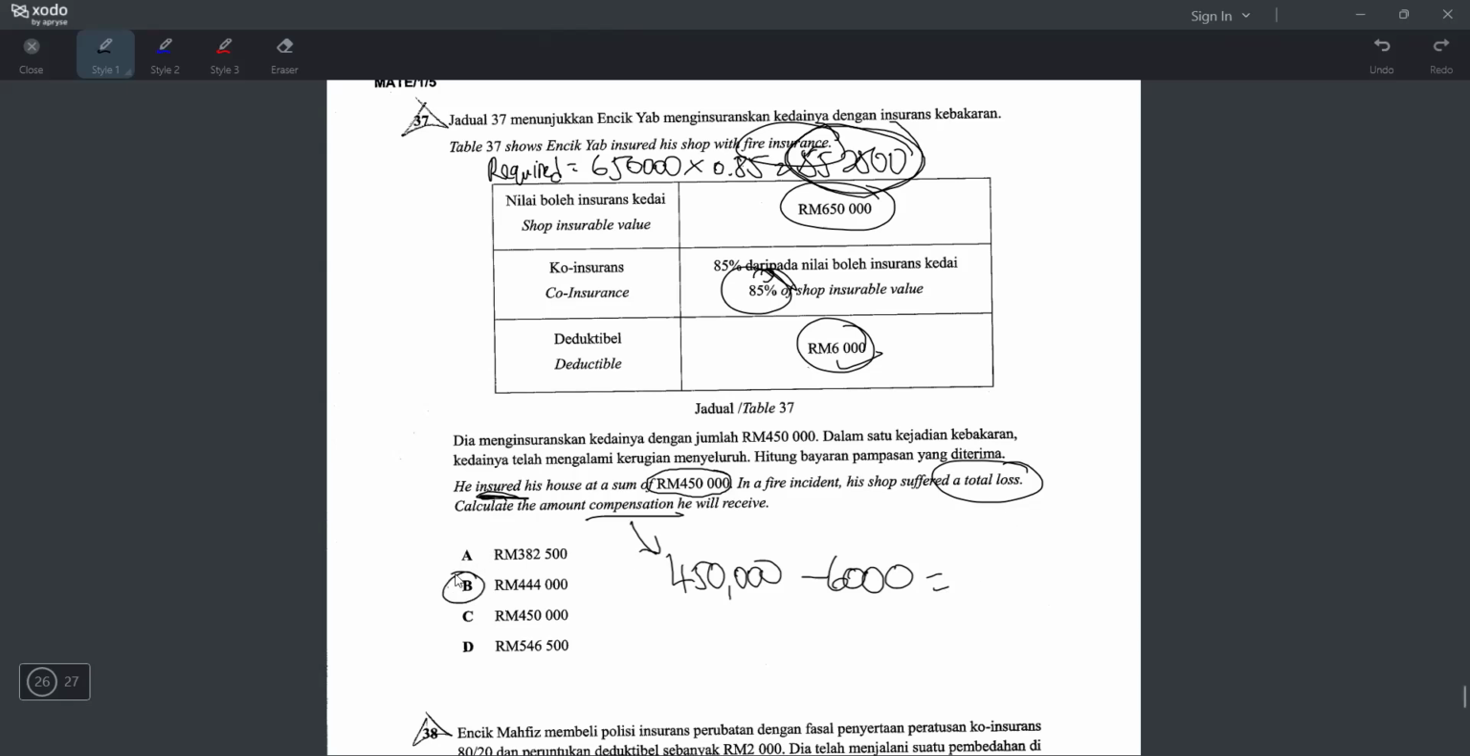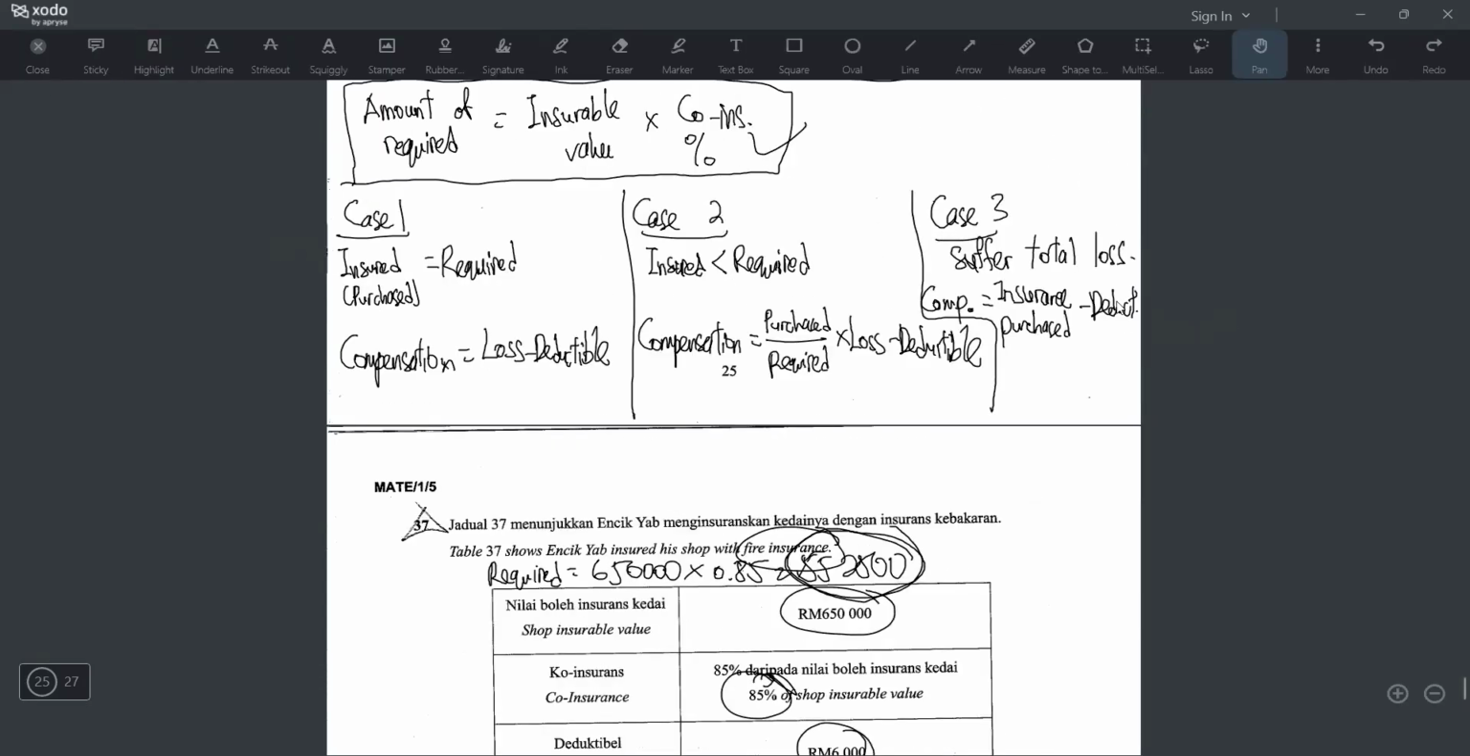Okay, I know some student mesti dia akan tanya saya, sir, why you do this working? This step is useless, ma. Because this one I didn't end up using it. Even though it's useless, I still recommend you to do it. You know why? Because you don't know which case. Sometimes it's case number 1 or case number 2. And if it's case 2, you need the required. Kalau tak, macam mana you mau guna formula ni?